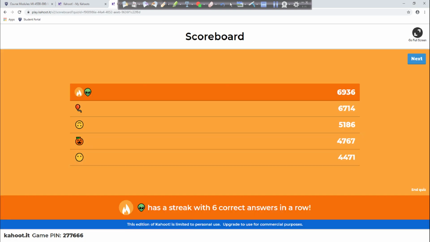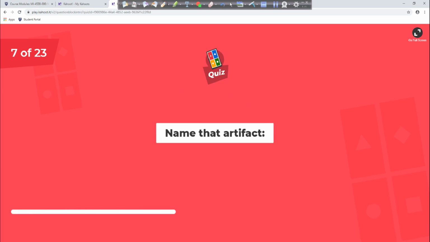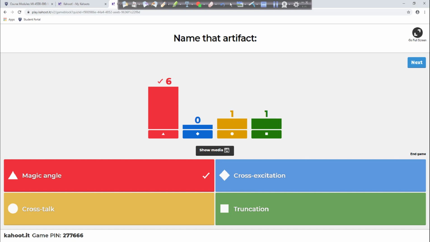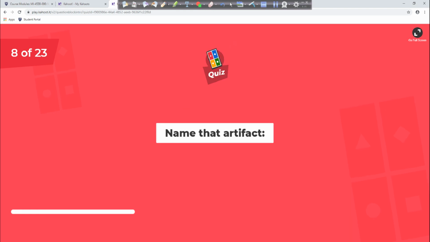Rotator cuff surgery. Magic angle. 55 degrees. Very good.